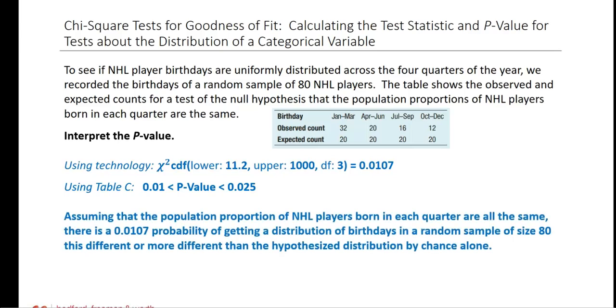So assuming the population of NHL players born in each quarter are the same, there's a 0.0107 probability of getting a distribution of birthdays, in a random sample size of 80, this different or more different than the hypothesized distribution by chance alone. So that's interpreting the p-value, not the actual test. You're not concluding in the test. So assuming the null is true, right? That's what that is.